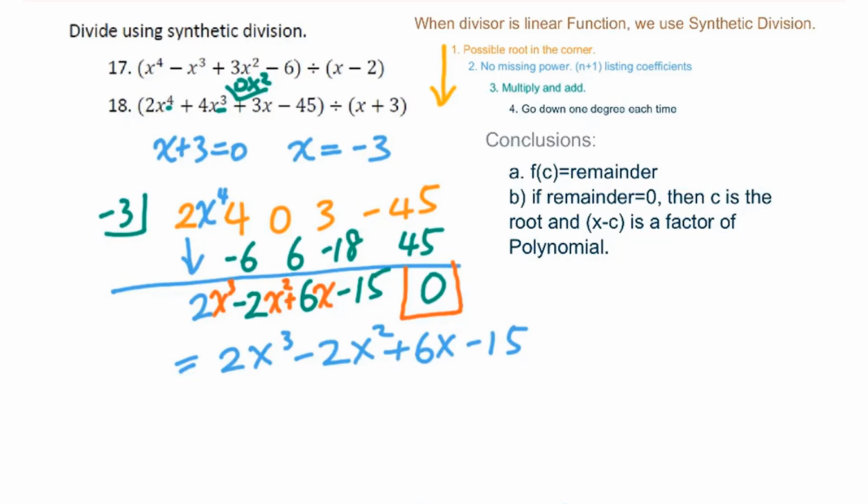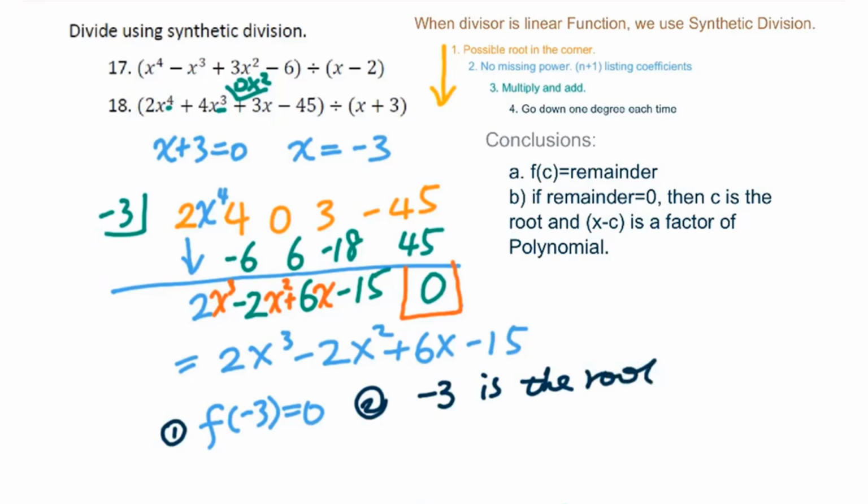And also, we are supposed to get the three conclusions. First of all, f(-3) equals 0. Second, -3 is the root of this polynomial. Third, x + 3 is a factor of this polynomial.